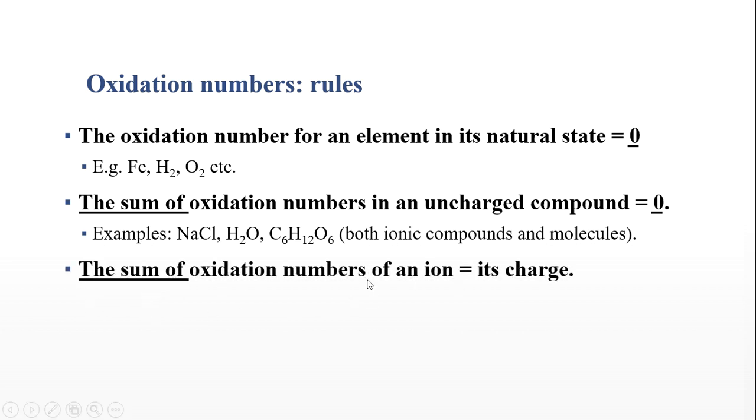When you look at ions in any form, the sum of oxidation numbers will be its charge. For example, the oxide ion, O2-, has an oxidation number of -2. The sulfate ion, which is a polyatomic ion, the sum of all of the atoms within the sulfate ion will also be -2, if you remember the charge of that ion. So these are things we need to know and apply.